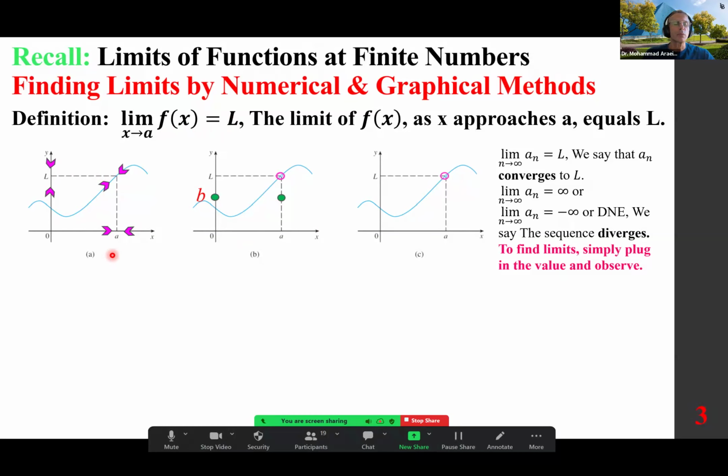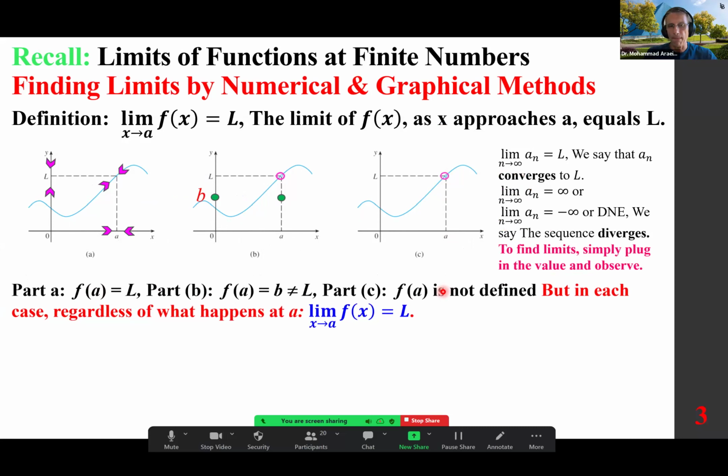But what about the differences? In this case, as x approaches a, also f of a equals L. So therefore, it's a matter of being continuous at x equals a. Over here, there's a hole, and f of a is defined as something other than the limit. So it's discontinuous at that point. And in this case, f of a is not even given to us, it's undefined, it's unknown.